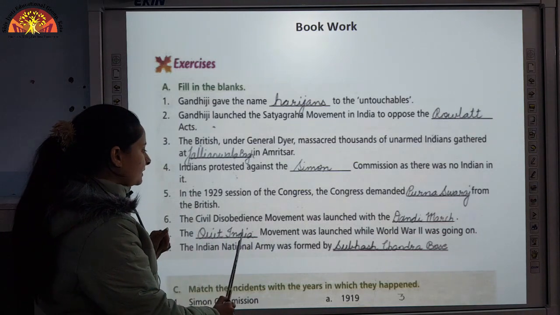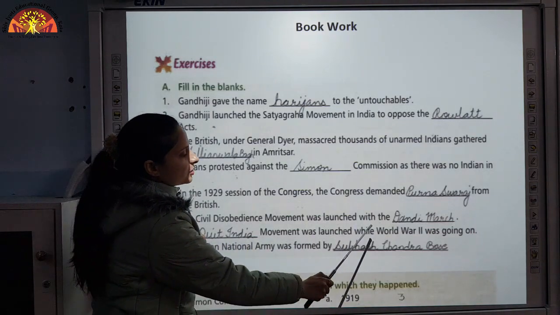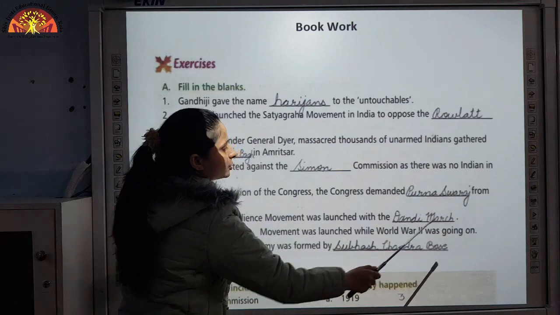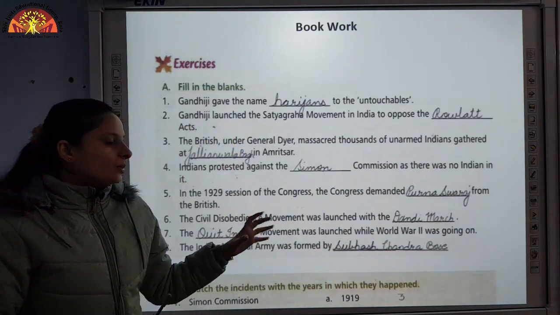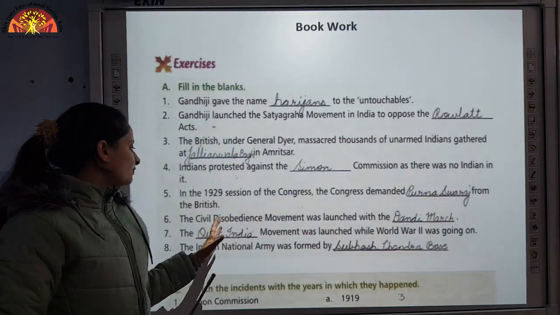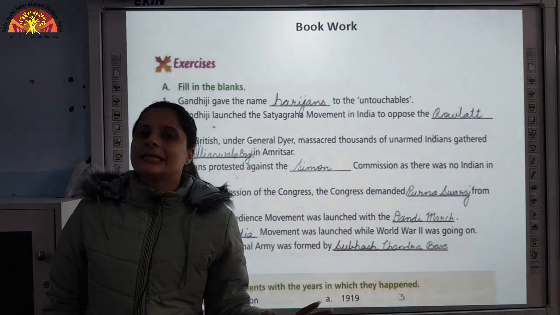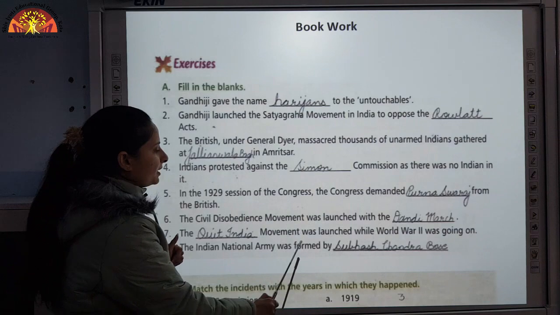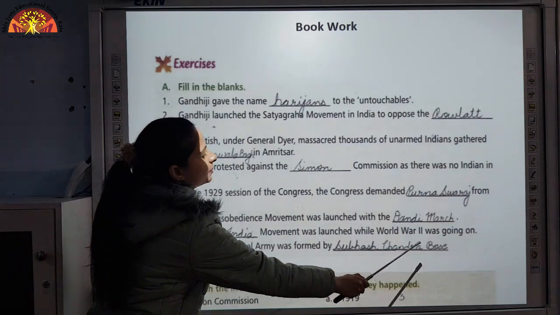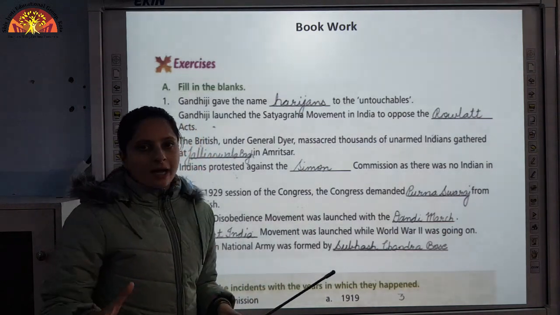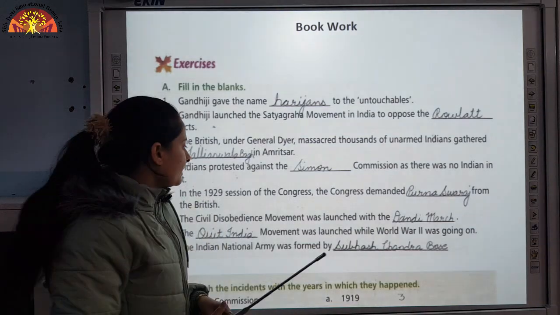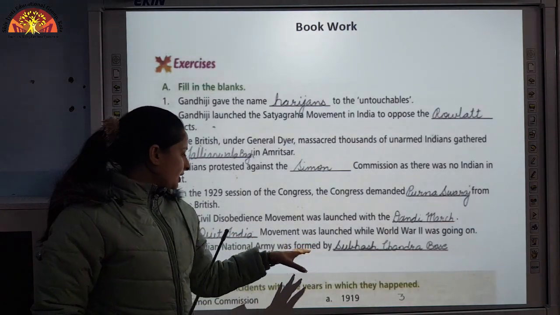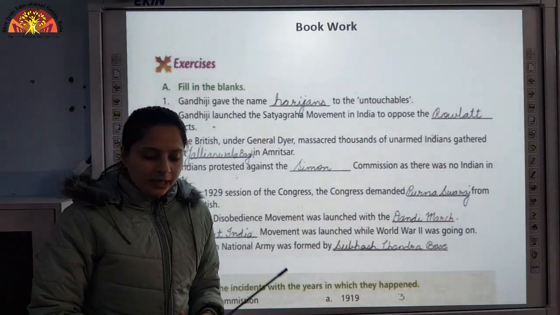The Quit India movement was launched while World War II was going on. At the time of World War II, the Quit India movement was launched, that means to completely throw out the British rule. The Indian National Army was formed by Subhash Chandra Bose. He organized an army of 40,000 men from Japan, which he named as the Indian National Army.